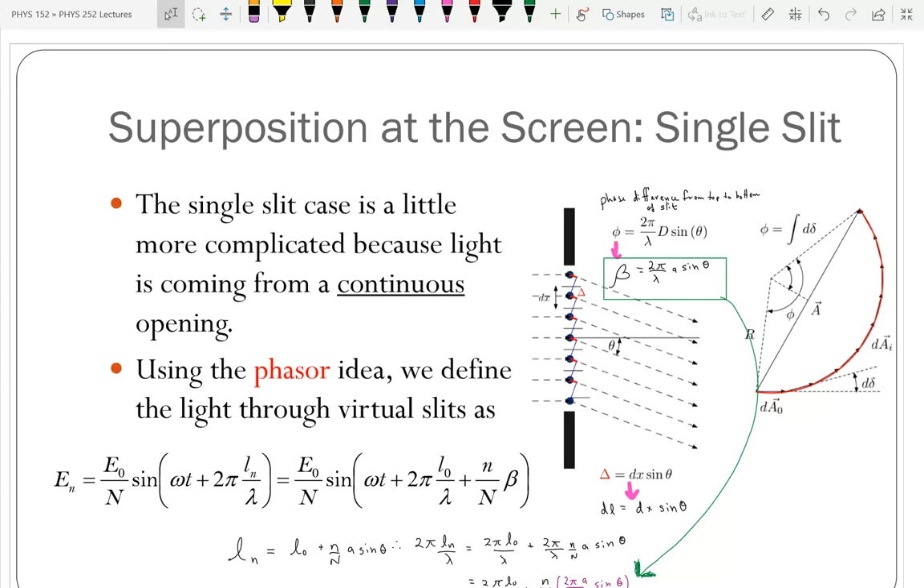So we start by saying that E sub n is the electric field that comes through one of the slits. So if E0 is the electric field that would go through the entire slit, then the electric field that goes through one of our infinitesimal slits is going to be the total electric field E0 divided by capital N, the total number of slits, approaching infinity. And then we have sine of omega t plus 2 pi L sub n over lambda, where L sub n is the path length difference between the bottom or the top of the slit, whichever you want to use. That's using exactly the same equation that we just worked out for the electric field with the path length that we used for the single slit.